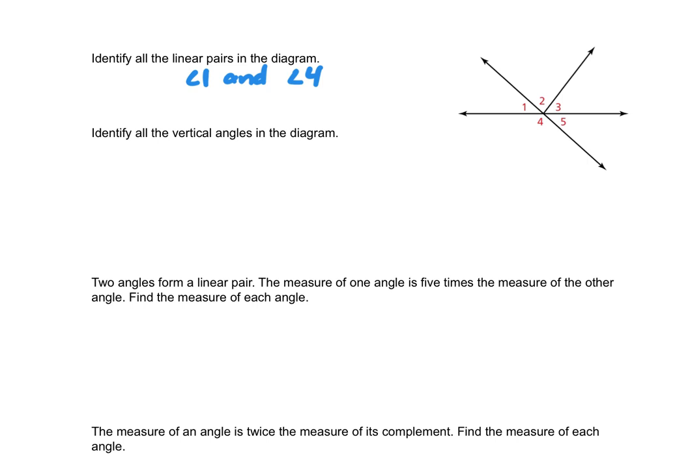Okay, and we know that they're a linear pair because we have 2 that form a line. Here's my line. These 2 are right next to one another, so they form a linear pair. These 2 down here, right? 4 and 5 form a linear pair.